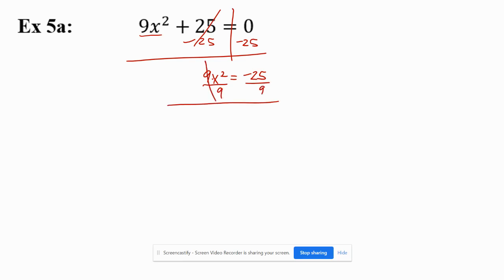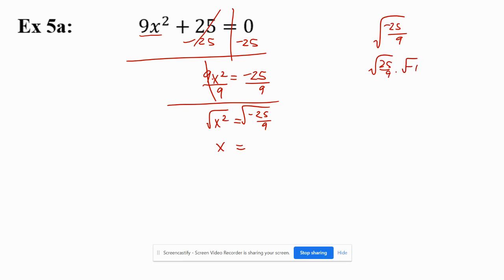9 divided by 9 is 1. We're left with x squared. On the right, we just have a negative 25 over 9. Now we can undo the squaring by taking the square root. On my left is x. On the right, I'll take that to the side. So we have the square root of negative 25 over 9. I'm going to do that as the square root of positive 25 over 9 times the square root of negative 1.